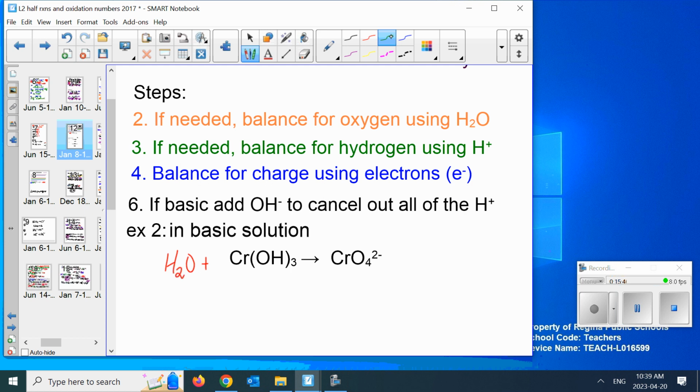Anyways, back to this. If needed, balance for hydrogen using H+. So I look through this. On the left, I've got 2 H's plus 3 H's. I got 5 H. I'm just thinking this, so that's why I'm just putting it in. 5 H. I'm not going to worry about charge. And nothing on the other side, right? So does it make sense? We're going to treat it as if we're going to balance using H+.